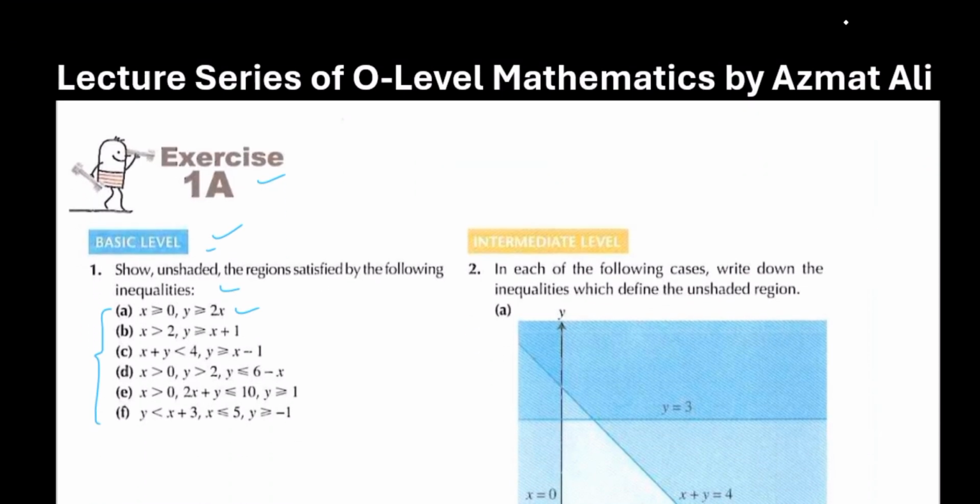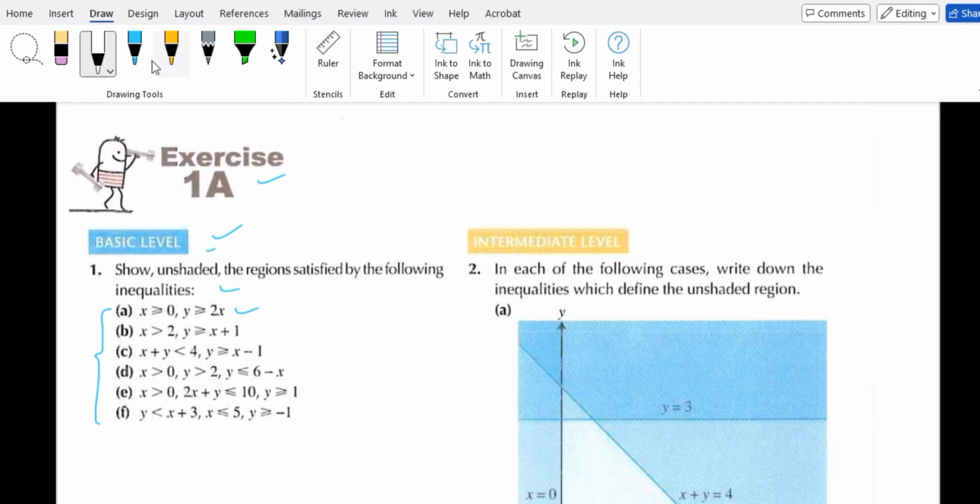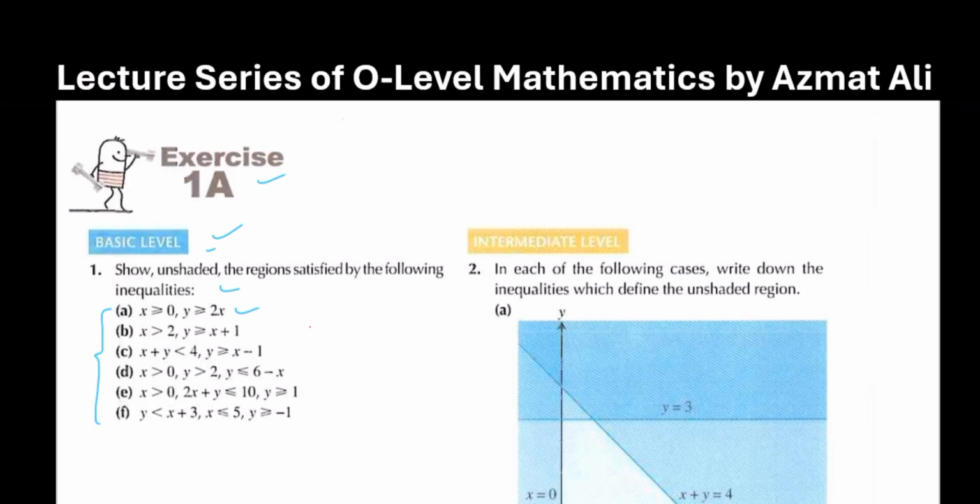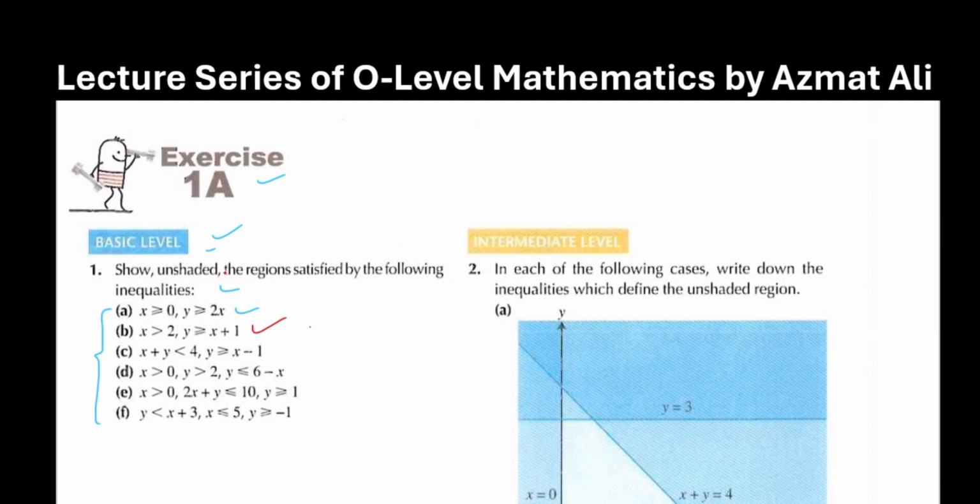Suppose we now solve part B. x greater than 2 and y greater than x plus 1.